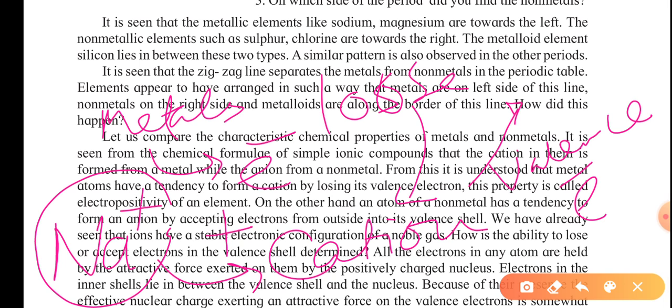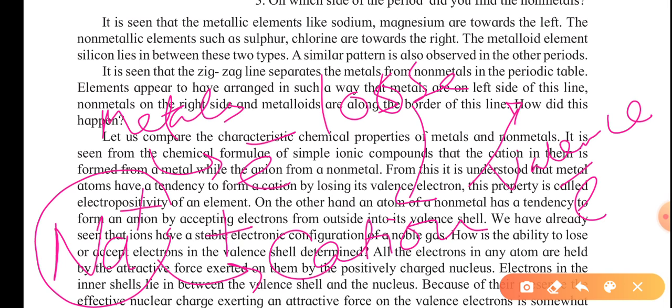valence electron. So usually a metal's ability to lose the electron from its valence shell, to lose the valence electron to form a cation, is called electropositivity. I repeat: a metal's ability or tendency to lose the valence electron to form a cation is called electropositivity. On the other hand, non-metals have a tendency to accept the electron in their valence shell to form an anion, and it is called electronegativity.